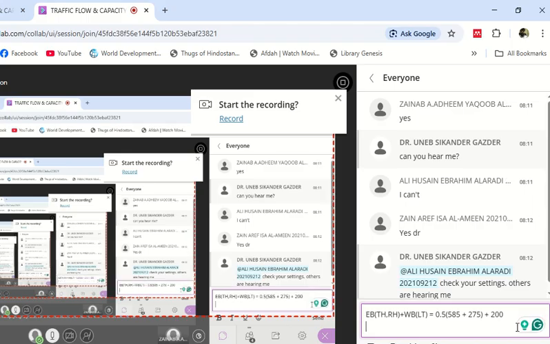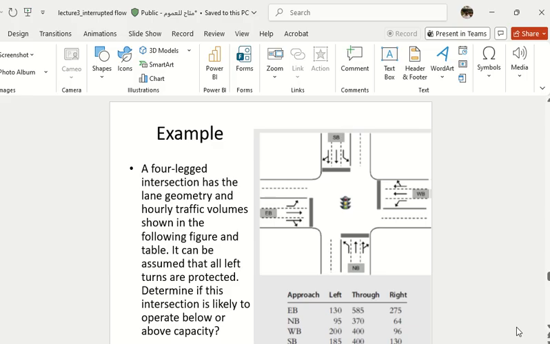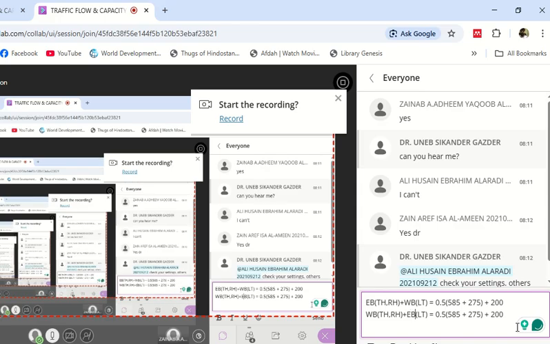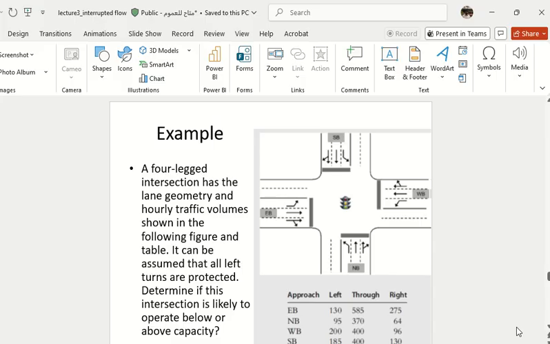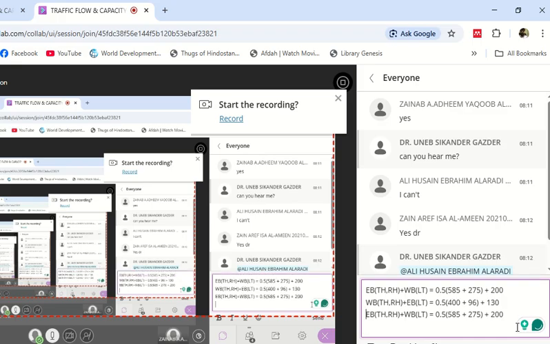And the other pair will be westbound and eastbound. So eastbound left is 130 and westbound 496. Similarly, we can do the same thing for north and south as well.